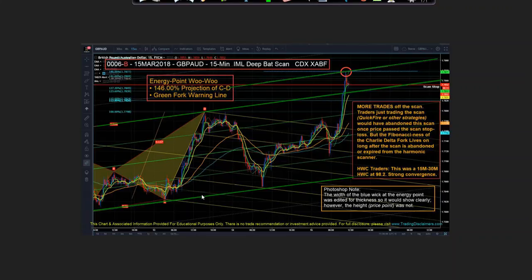We did a fork Fibo. And at the 146, as you can see in blue, hopefully you can see it, there's a 146. So a to-the-pip touch of the warning line, a to-the-pip touch of the 146 Fibo. That, my friends, is a trade. When you combine this stuff, that's what I trade.